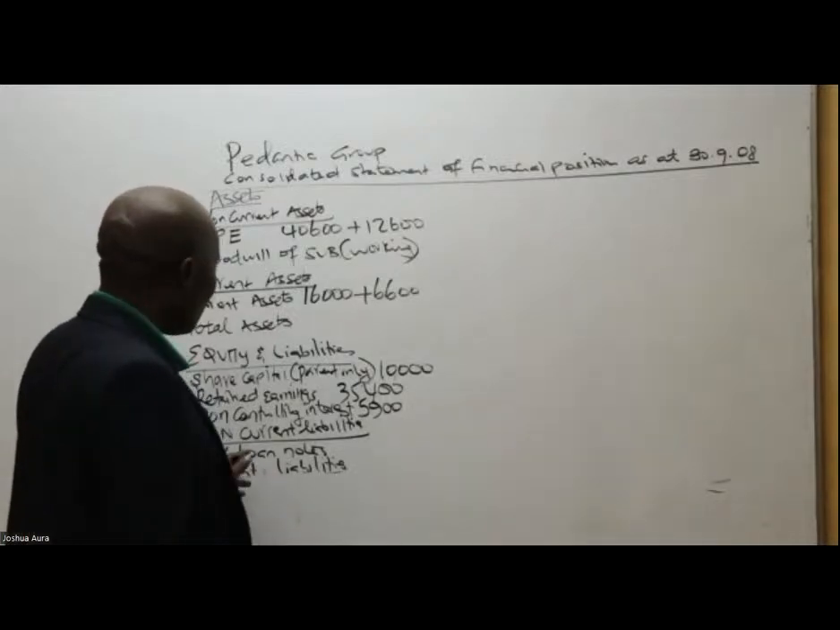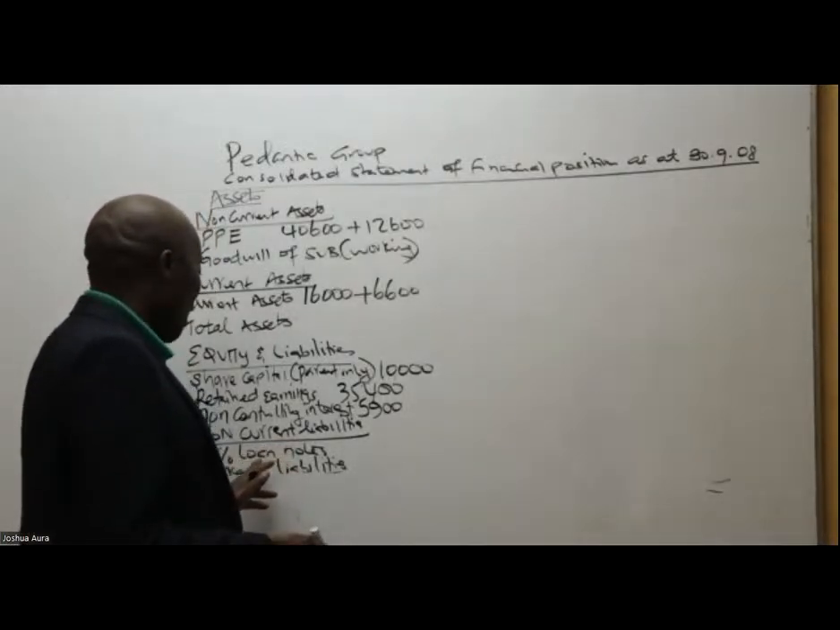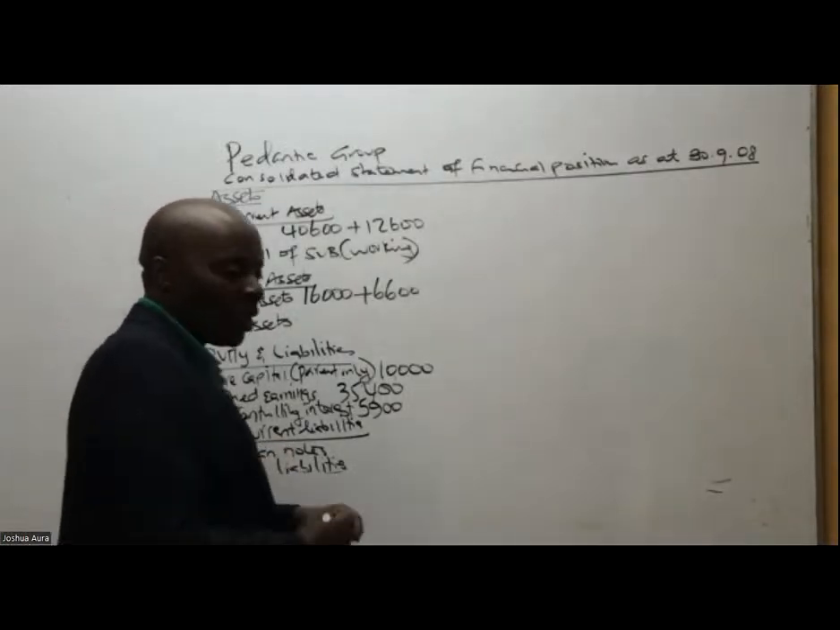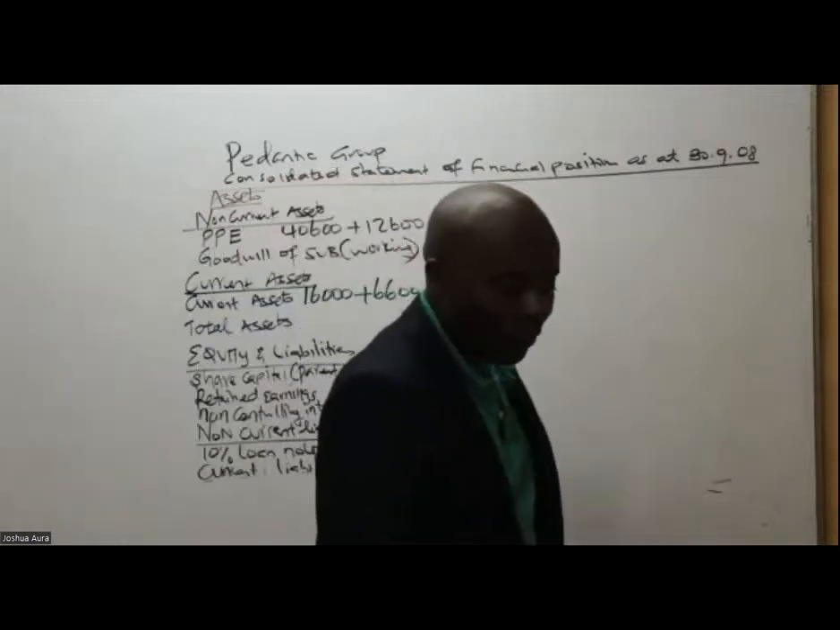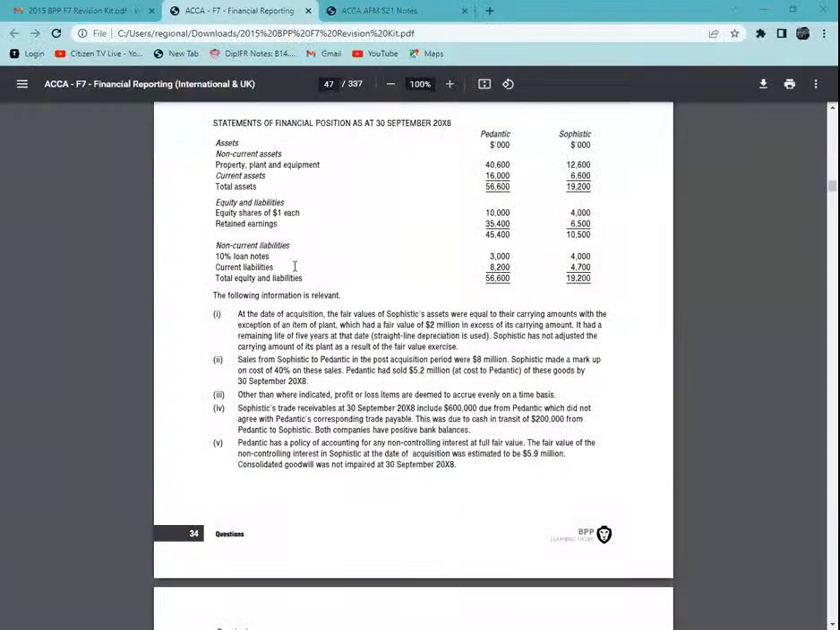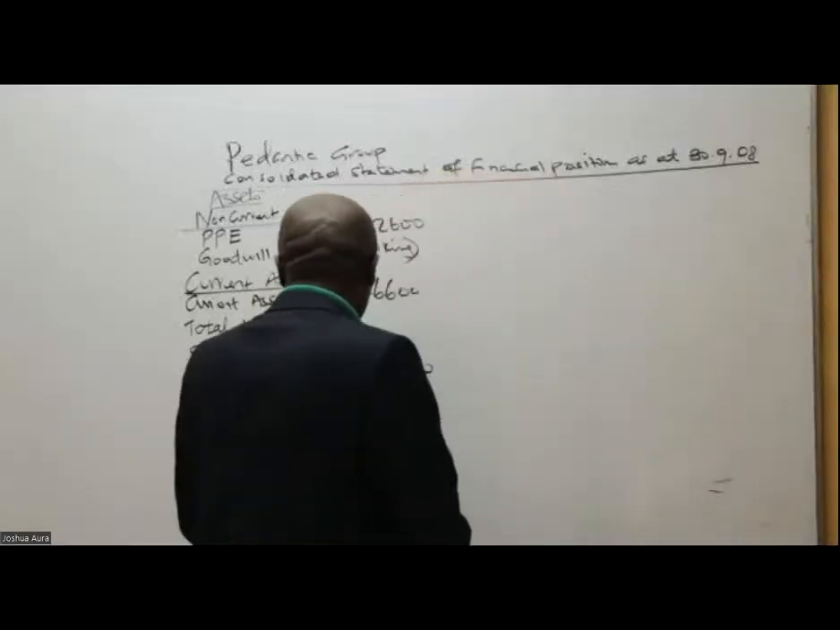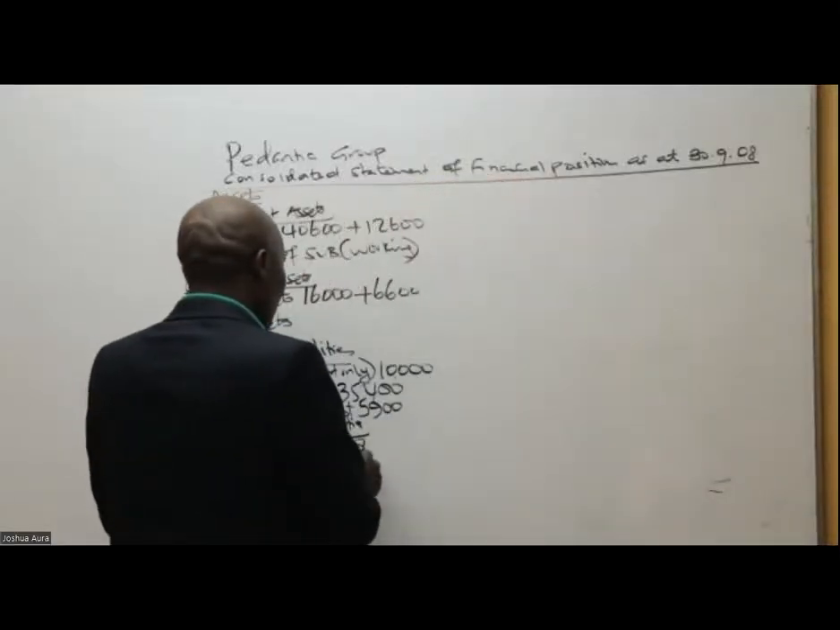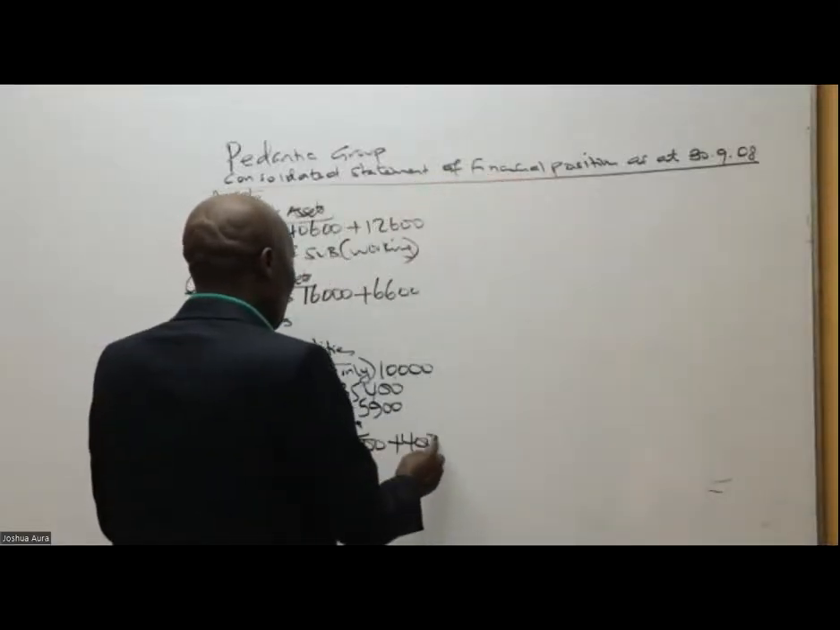And then we go to the non-current liabilities, where I'll pick the 10% loan notes. For the 10% loan notes, I'm picking 3,000 plus 4,000. So loan notes here, we have 3,000 plus 4,000, like that.